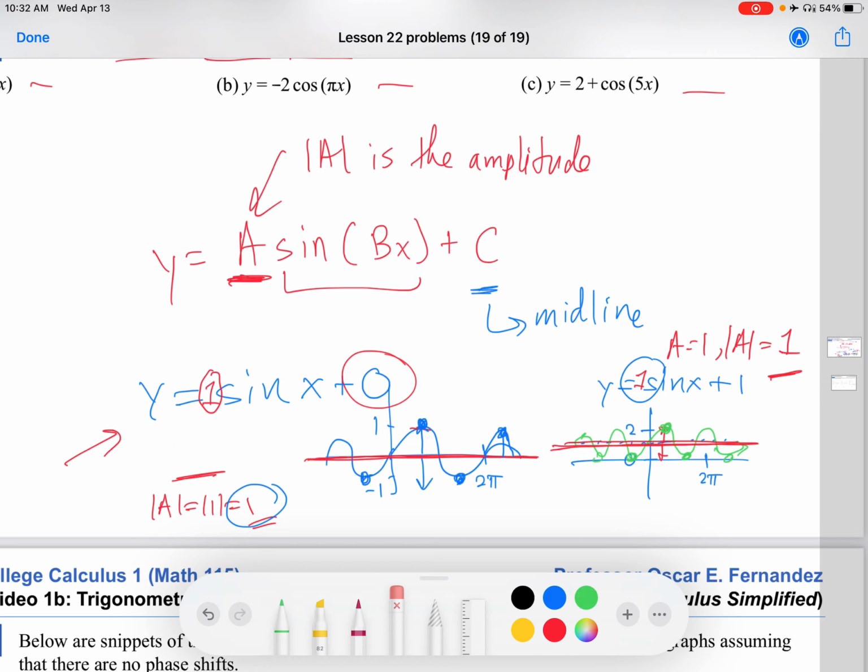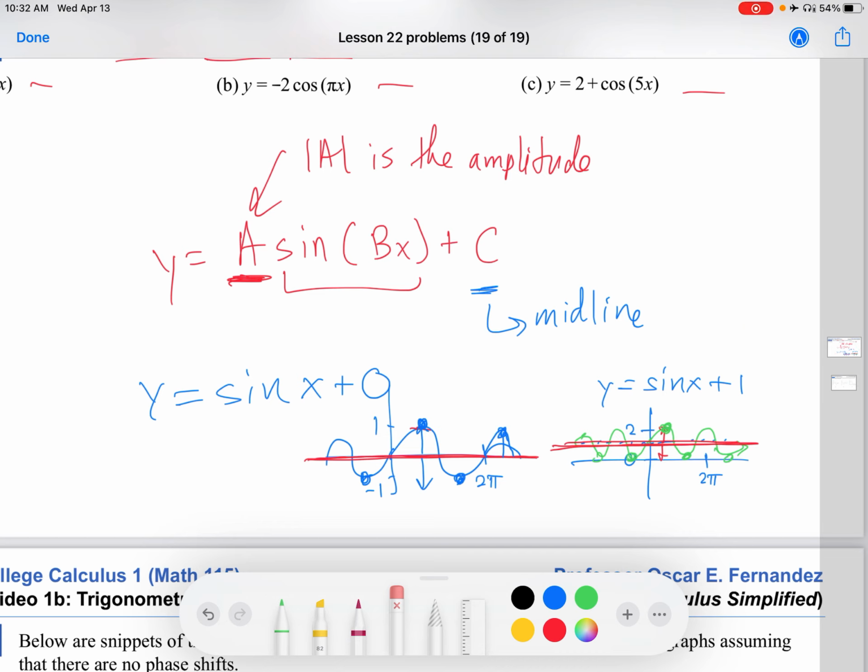Okay, so that takes care of 2 of the 3 numbers that help you understand how the graphs of sine, and we'll talk about cosine in a minute, basically the same idea, differ. So let's talk about this third number. What about B? Okay, so let's talk about B.